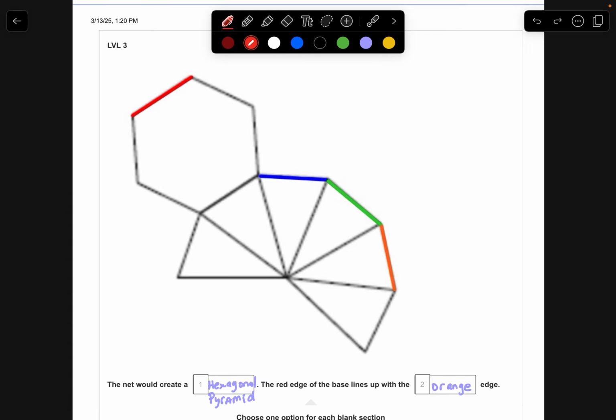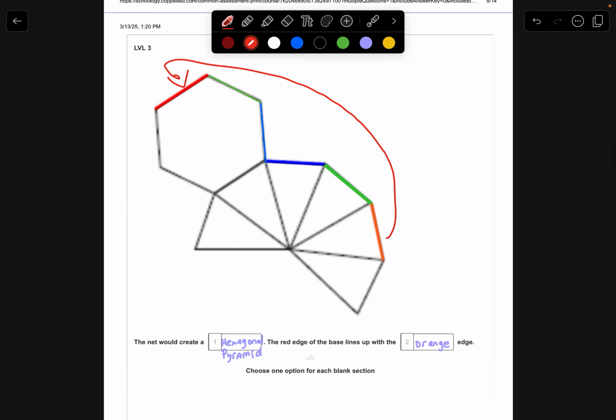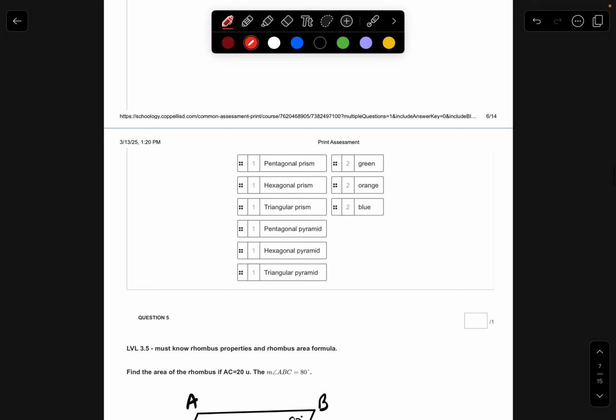Nailed it. And then where would the red edge, red, line up with? It's going to be blue, green, or orange. Where would it go if you folded this together? Well, blue would line up here. As I wrap it around, green would line up here. As I keep wrapping around, the orange would eventually line up there. So it would be red lines up with orange if I were to fold that together.